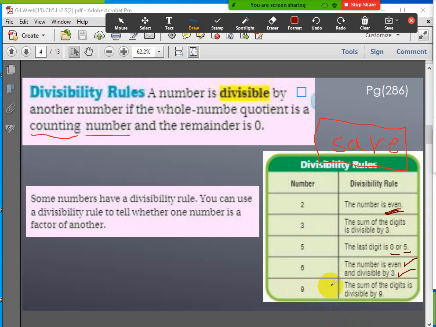The rule told me if you want to know if the number is divisible by 9, the sum of the digits must be divisible by 9. That means I also have to add the digits. Like what? As an example for this rule, if you have the number 108.